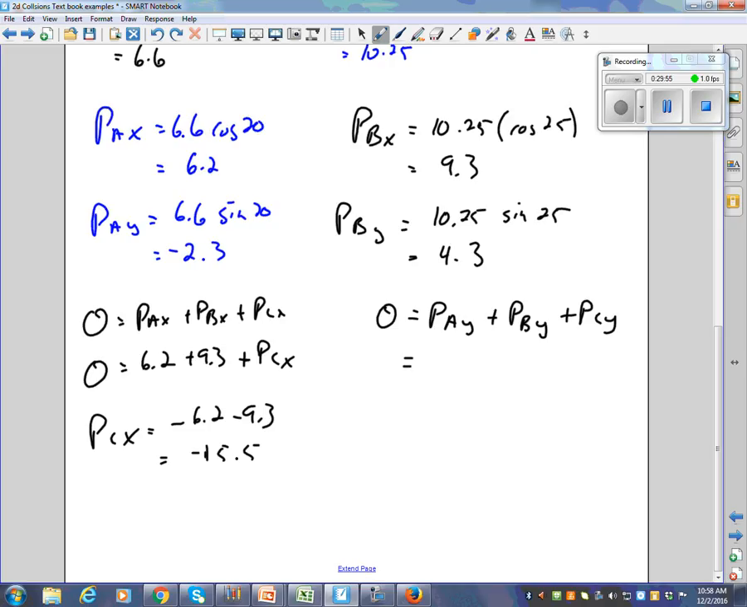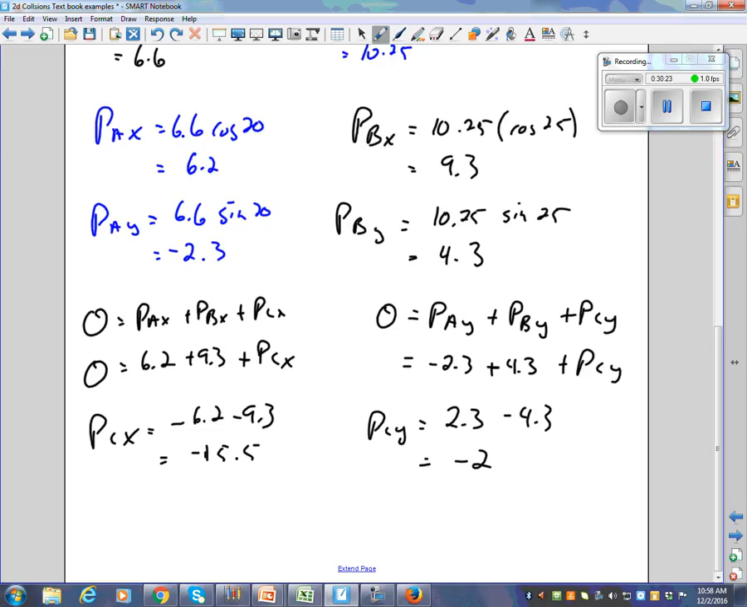PAY is this guy here, minus 2.3 plus 4.3 plus PCY. So PCY is going to be 2.3 to the other side minus 4.3, and it's minus 2, which kind of makes sense. It should be left and down, right? Okay. Do you get the feeling we're close to done here?